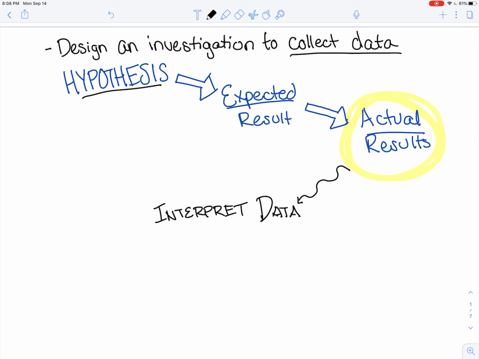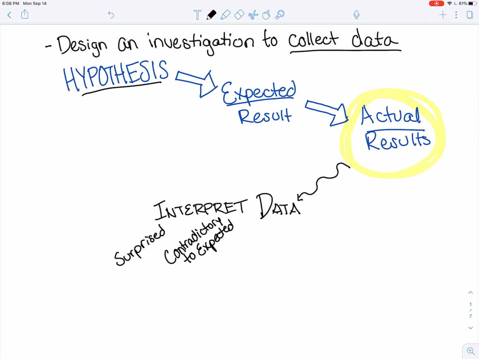So if we're going to be interpreting our data, we may be surprised by our results. Our results may be contradictory to the expected results. Or they could support the expected results. So maybe what we had found was that the actual results kind of equal the expected results. So that would be supporting our hypothesis.